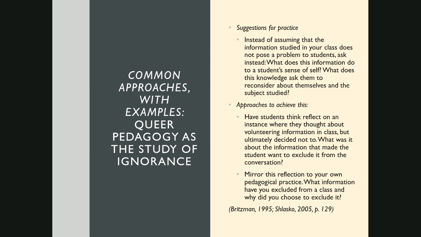Often I think we just give students information, and as long as they don't challenge it, we think that they've just accepted it. Instead, what we might want to question is, what are students taking for granted, or what are they likely to take for granted? And how might that make them resistant to new information? Some different approaches to achieve this: the first is to have students reflect on an instance in which they may have thought about volunteering information in class, but ultimately decided not to. What was it about that information that made the student want to exclude it from the conversation?